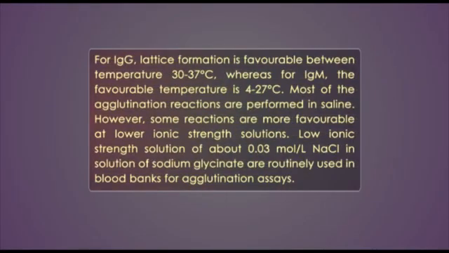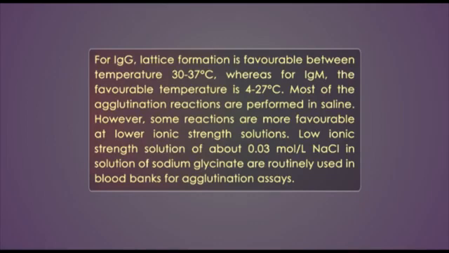Temperature also affects agglutination at the lattice formation stage. For IgG, lattice formation is favorable between temperature 30 to 37 degrees Celsius, whereas for IgM, the favorable temperature is 4 to 27 degrees Celsius.